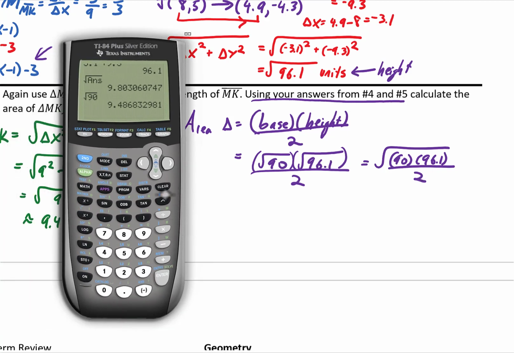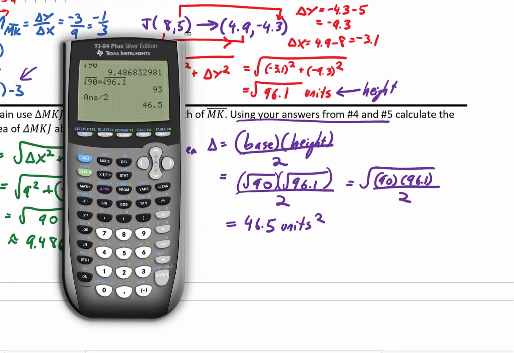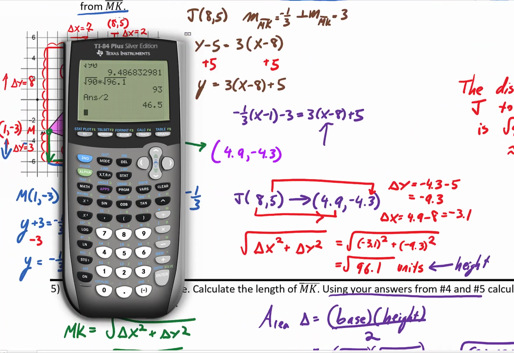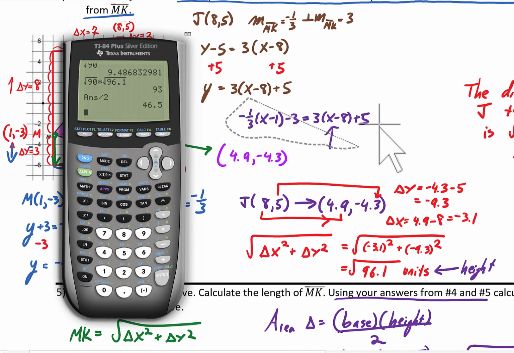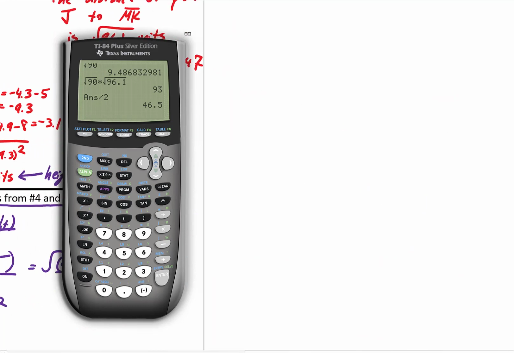Let me plug it into the calculator. So I'm going to take the square root of 90, multiply that by the square root of 96.1. I'm going to divide that by 2, and I'm going to get 46.5 units squared, the same answer as we got above. Now, there's one other quick thing I do want to do with you. Over here, we have the equations set to each other, and we use the calculator to graph it, but if you really want to see how it's done algebraically, we'll do it here on the side, so you have that as well.